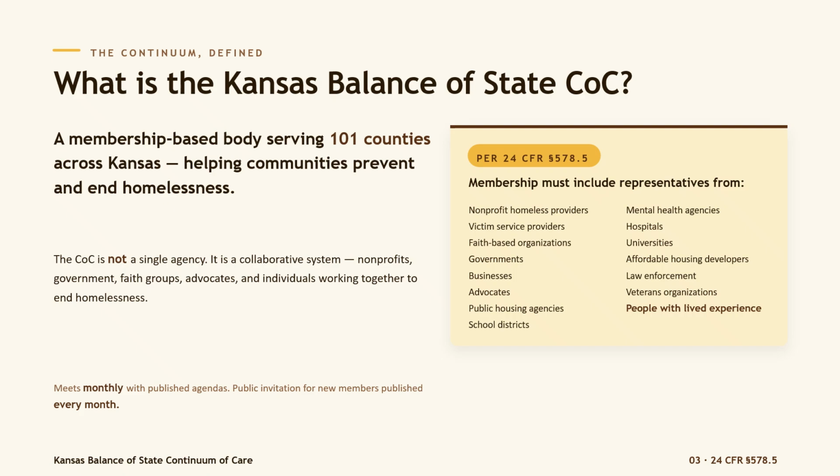Federal regulations spell out who belongs at the table. 24 CFR 578.5 requires representation from nonprofit homeless providers, victim service providers, faith-based organizations, governments, businesses, advocates, public housing agencies, school districts, mental health agencies, hospitals, universities, affordable housing developers, law enforcement, veterans organizations, and people with lived experience of homelessness. That's intentionally broad because ending homelessness requires all of those voices.